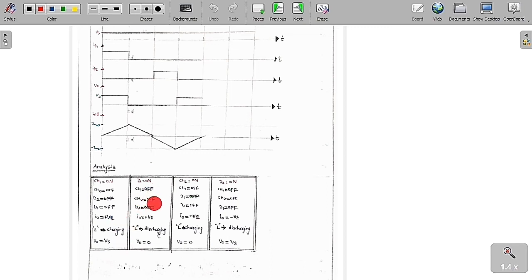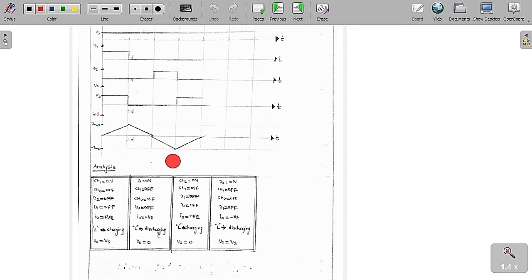In the second case, chopper CH1 is off, chopper 2 is off, and D2 is off. Only D1 is on. Therefore the inductor is going to be in discharge mode, and the current is going to decay. Only D1 is on, so the output voltage is equal to 0. The current is going to decay.